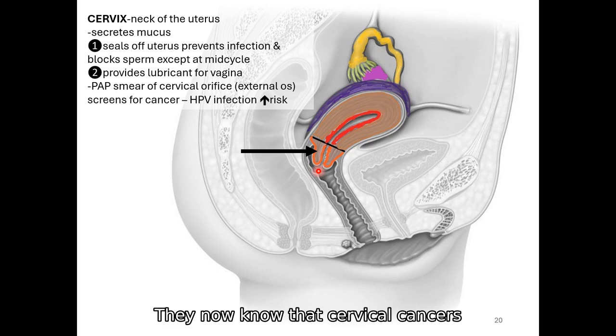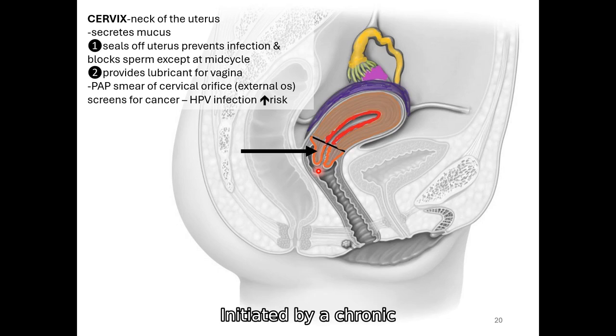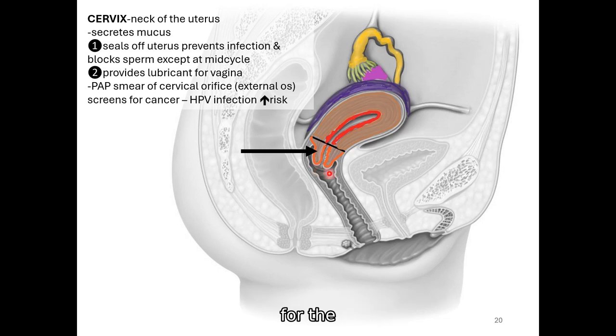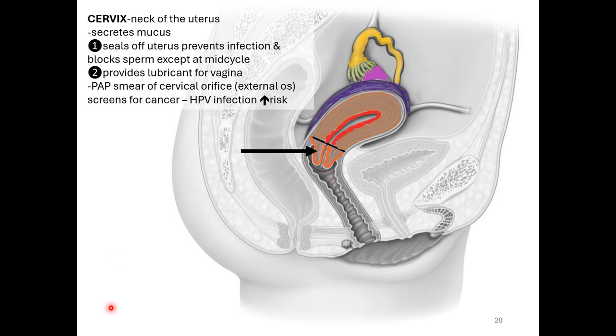They now know that cervical cancers, some say 90% or more, or 99% of all cervical cancers, are initiated by a chronic human papillomaviral infection. And so now we have a vaccine for the oncogenic or cancer-causing strains of HPV.